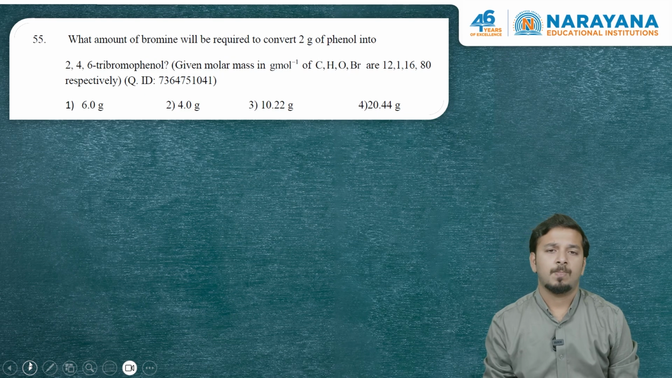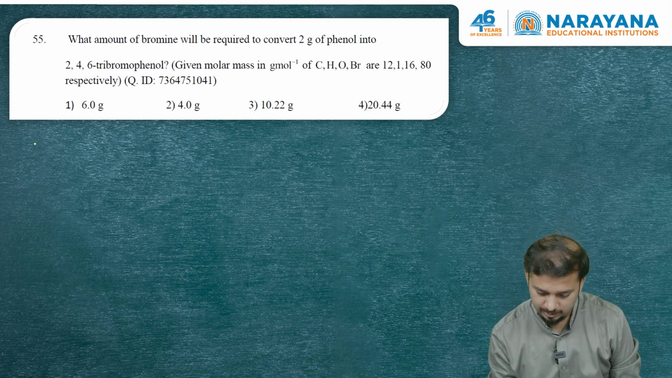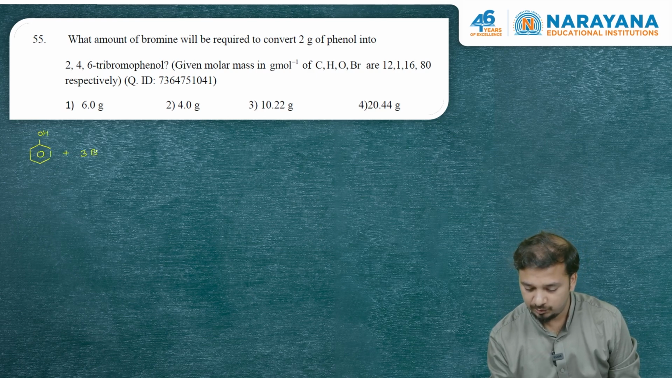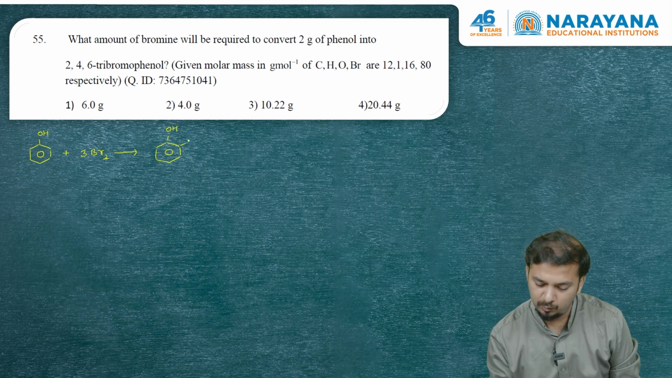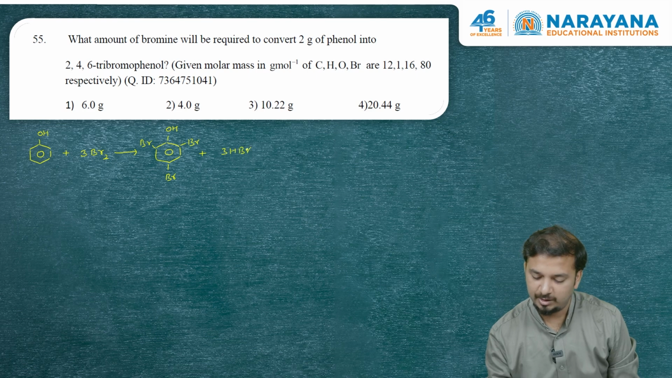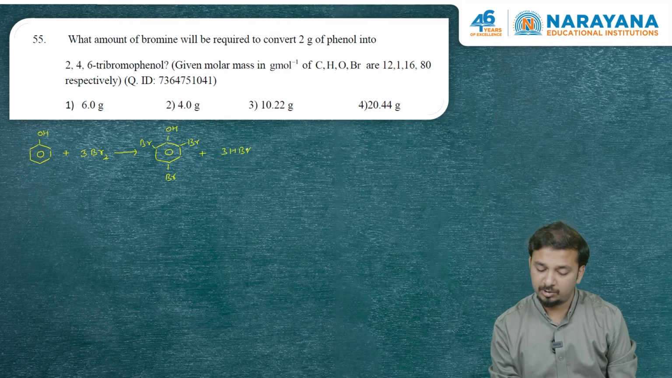Moving to next question. What amount of bromine will be required to convert 2 gram of phenol into 2,4,6-tribromophenol? Okay, so let's write the reaction. We have phenol. It is treated with Br2. So 3 moles of Br2 will be consumed per mole of phenol and it will be converted to 2,4,6-tribromophenol plus 3 HBr.